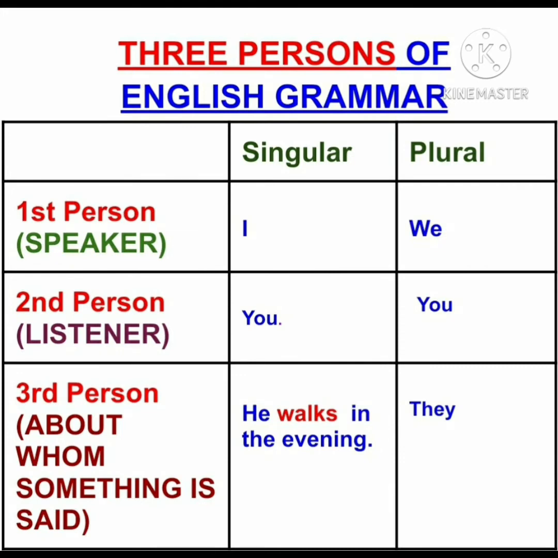The English grammar rule states that the third person singular takes only the S form of the verb. Subjects that come in the third person singular are he, she, and it. Look at the example. He walks in the evening. Here, he is the subject and the verb in the sentence is walks, which is in the S form.